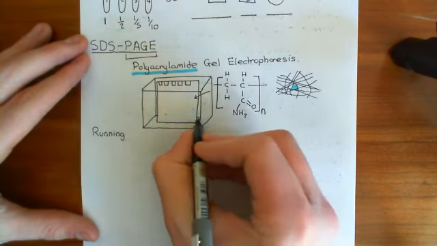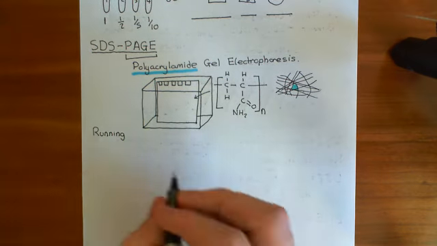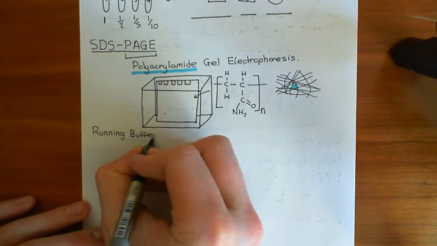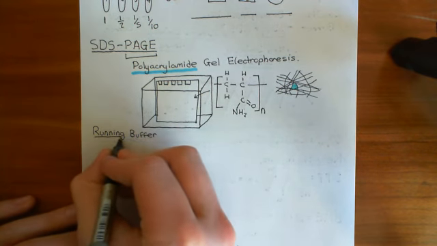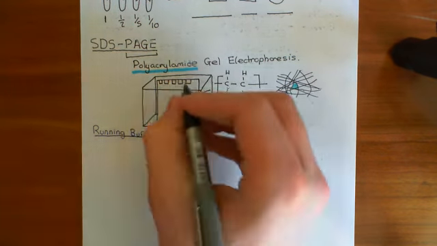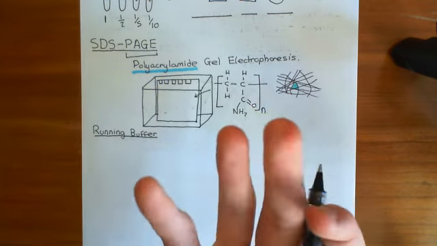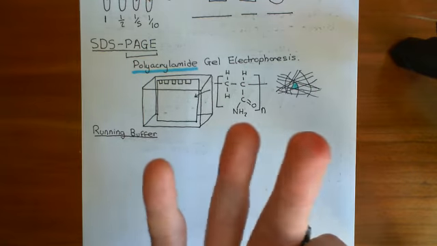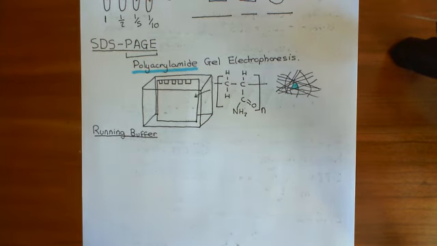So let me just complete my tank now. We're going to bathe it in what's called a running buffer, to keep it nice and moist and make sure that the proteins can move through. Because if the gel dries out, you can't imagine the proteins moving through a really dry, crusty gel. So you need to bathe it in a running buffer.